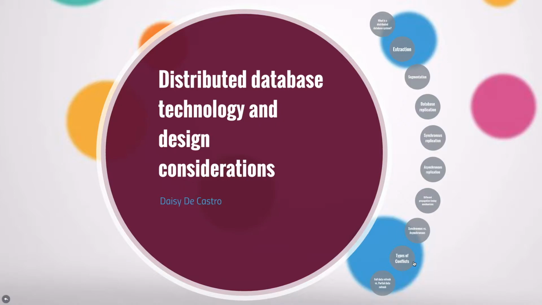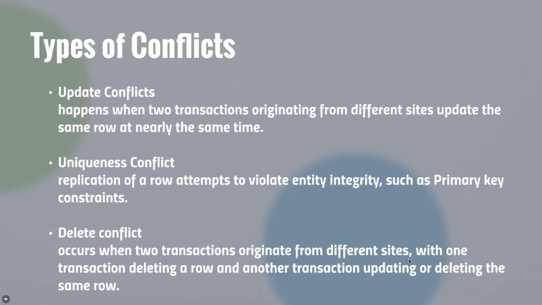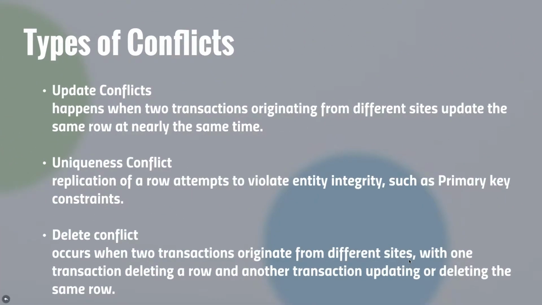Let's first look at the types of conflicts that may occur in a distributed database. The first one is an update conflict, which occurs when the replication of an update to a row conflicts with another update to the same row. Update conflicts can happen when two transactions originating from different sites update the same row at nearly the same time.